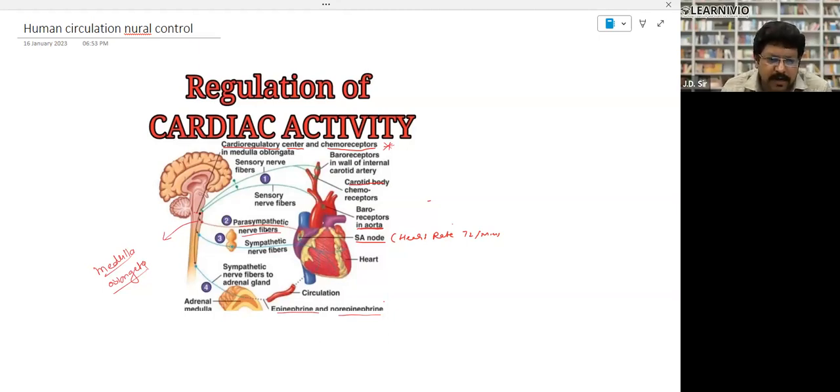One more thing, the adrenal medulla. It releases epinephrine and norepinephrine. So two hormones are released. Chemically, epinephrine and norepinephrine also control the heart. So the heart is controlled by two things. First, the medulla oblongata, and second, the adrenal medulla, meaning the adrenal gland. These two things, which secrete epinephrine and norepinephrine, control the rate of the heart. So that's it for this chapter.